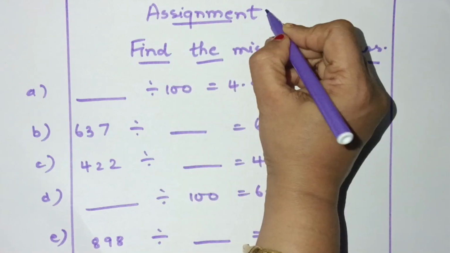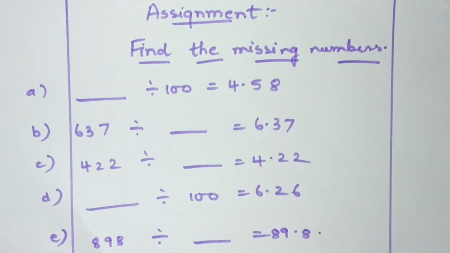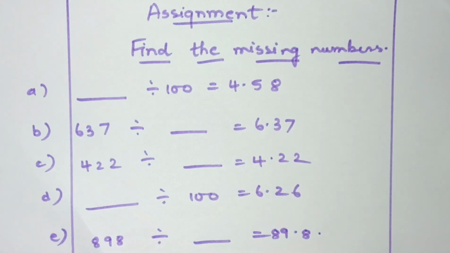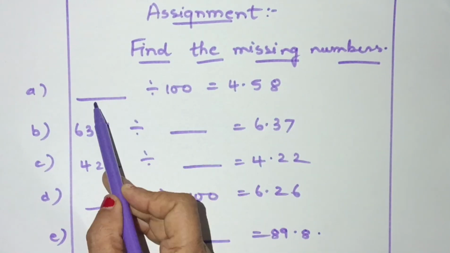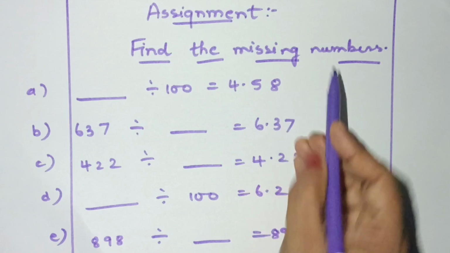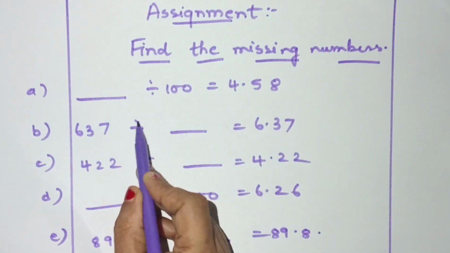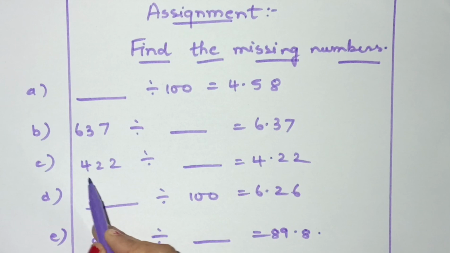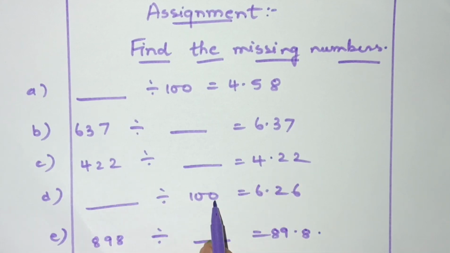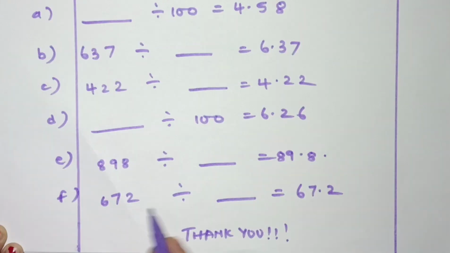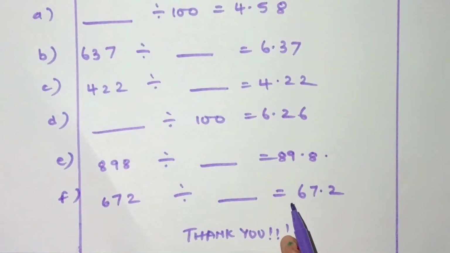Now some assignments are given to you so that you can practice at home, and in case you have any doubt, please feel free to ask me anytime. So the assignment is find the missing numbers. Fill in the blanks: dash divided by 100 equals 4.58. 637 divided by what is 6.37. 422 divided by what is 4.22. Dash divided by 100 equals 6.26. 898 divided by dash is 89.8. 672 divided by what is 67.2.